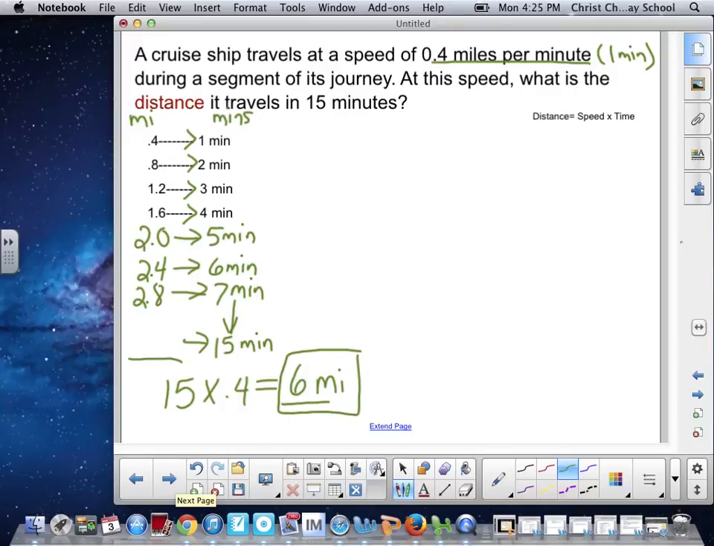Another method, I'll call this one method 2, and this one method 1. Another method is you could have set this up proportionately. If I look at my word problem, it said 0.4 miles per 1 minute. Well, that's our ratio: 0.4 miles per 1 minute.